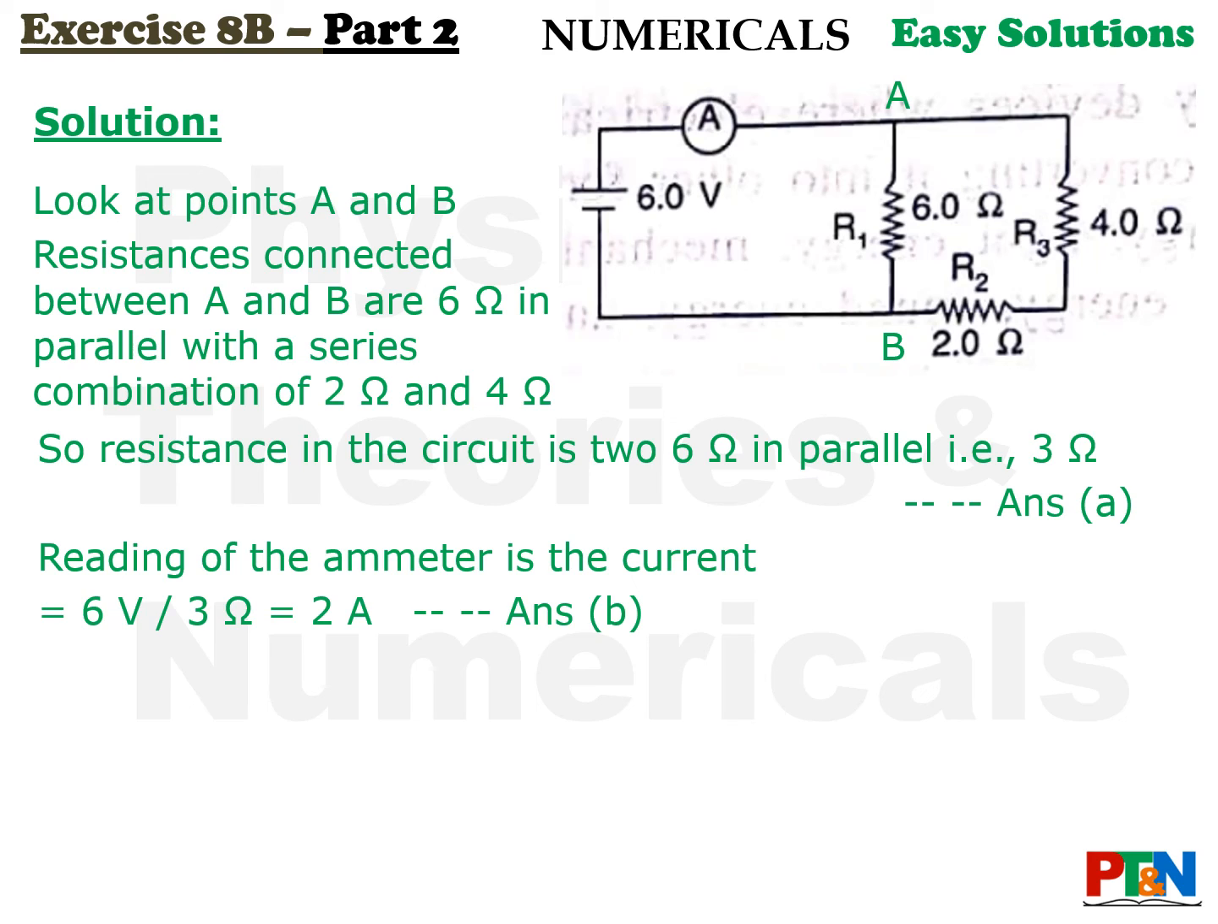Look at point A and B, marked point A and B. What is the resistance between A and B? There are two paths. One is R1, that is 6 ohm. Another path is R2 plus R3, that is 4 plus 2, that is 6 ohm. So here it is 6 ohm and 6 ohm in parallel. So total resistance in the circuit is 6 ohm and 6 ohm in parallel, that is 3 ohm, the total resistance of the circuit. That is the answer to your question number A. Then reading in the ammeter is the current, that is 6 by 3, that will be 2 ampere. Easy. So that is the answer to question number B.